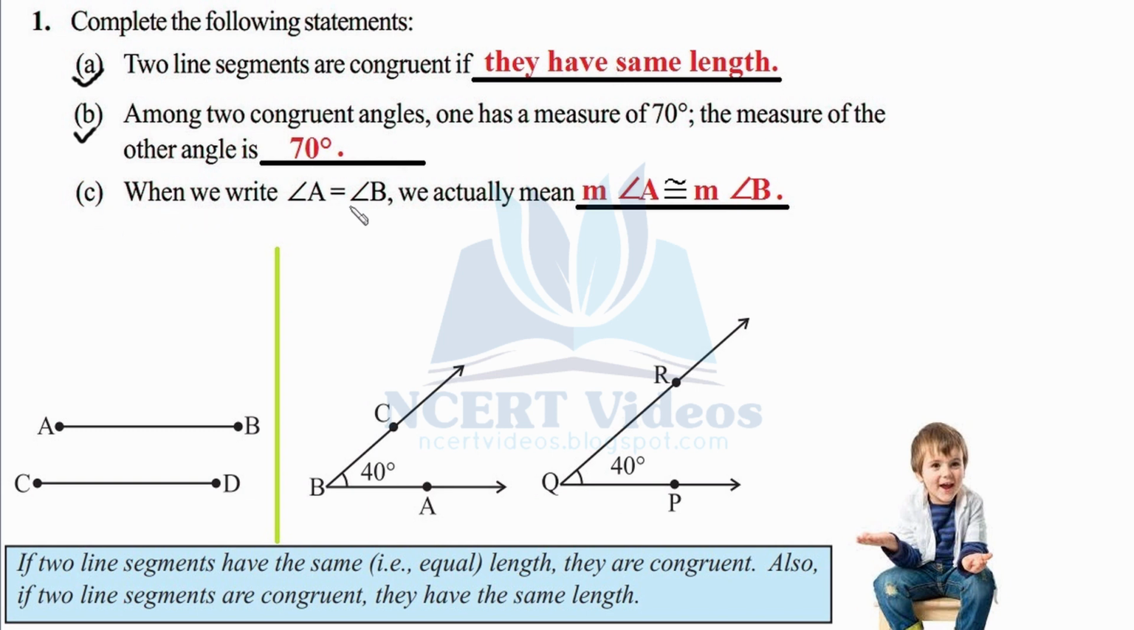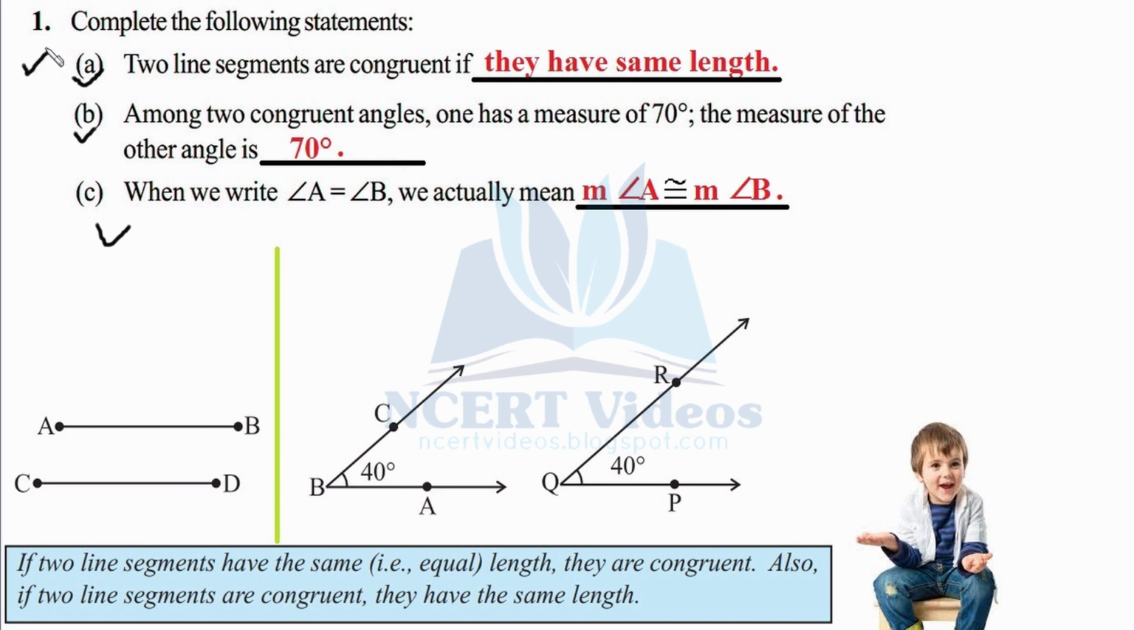C. When we write angle A equals angle B, we actually mean that the measure of angle A is equal or congruent to the measure of angle B. That is, we eliminate this longer process. We simply write this, but we actually mean that the measure of angle A is equal to the measure of angle B. As in this example, angle A equals 40. This actually means that the measure of this angle A, or in this case angle B, is equal to 40 degrees, and that is equal to angle Q. And by saying that, we actually mean that this angle is congruent or equal to this angle. So that is all about congruency of lines and angles.